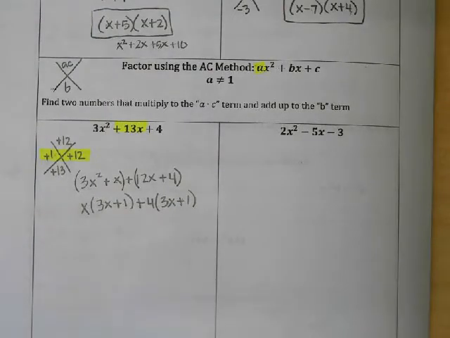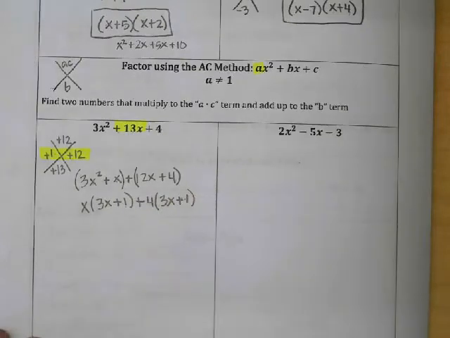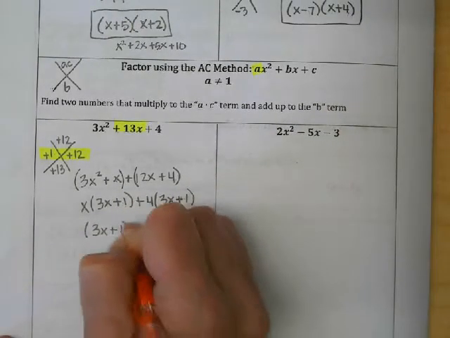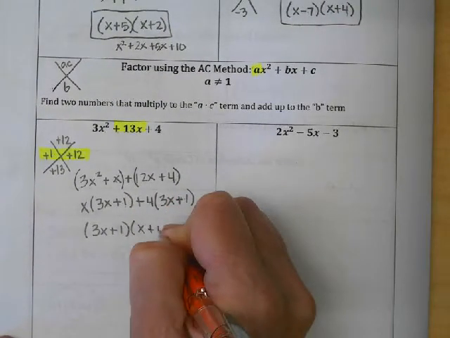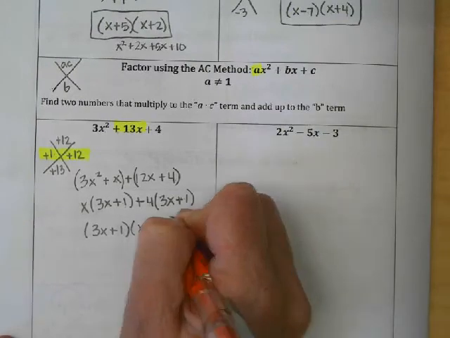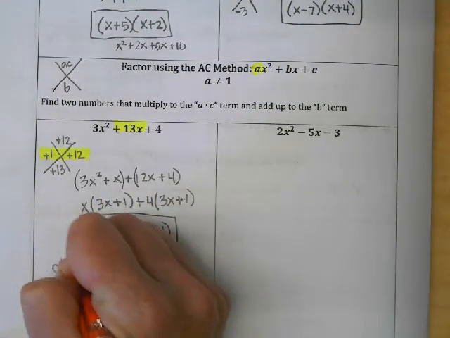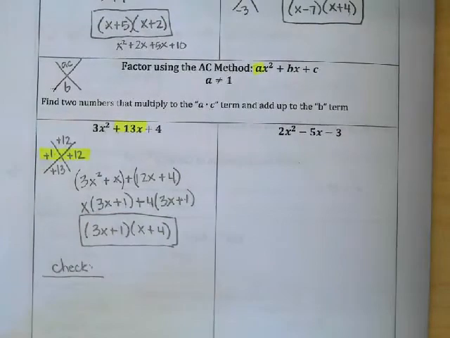Okay, I only have 2 terms right now. Both of them have a 3x plus 1, so I'm going to factor it out. And I'm left with x plus 4. And there. Now, you can always check your work by multiplying what you got and seeing that it works.